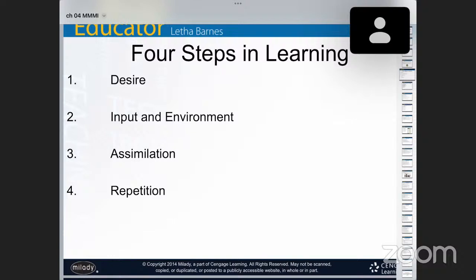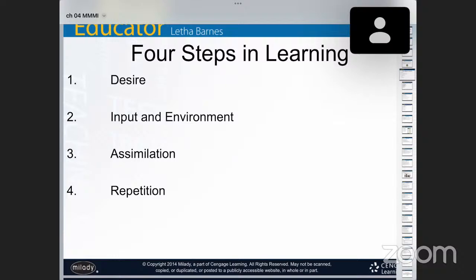I have to get the classroom atmosphere together. Assimilation, now there's understanding, and then they can repeat it. If we get to the point of desire, I want to learn, okay? And then taking that information in and realistically putting it into place and saying, okay, I understand it.